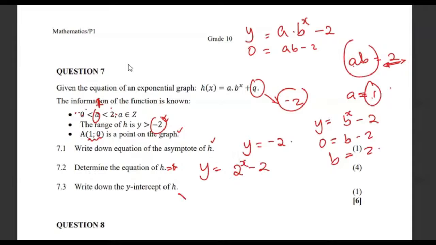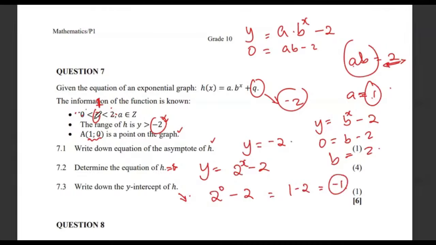And then they want us to get the y-intercept of h. So with the y-intercept, x must be a 0. Okay, so 2 to the 0 minus 2. This becomes 1 minus 2, which is a negative 1. So that is question number 7.